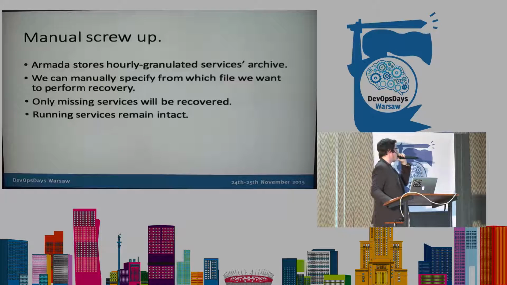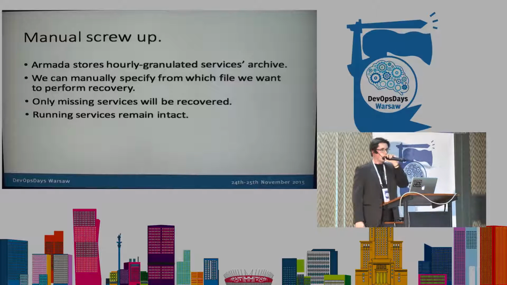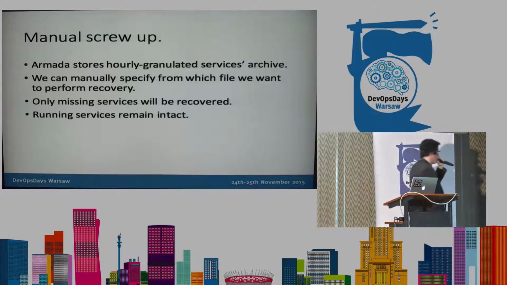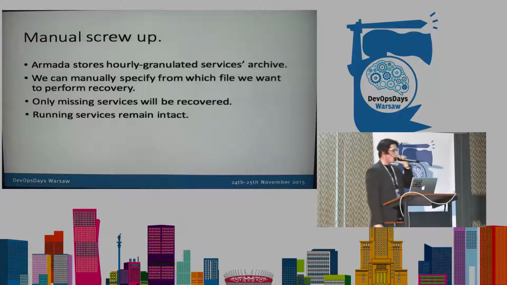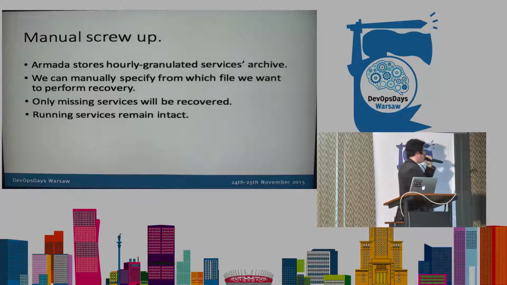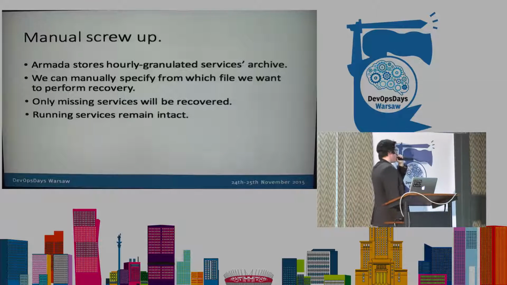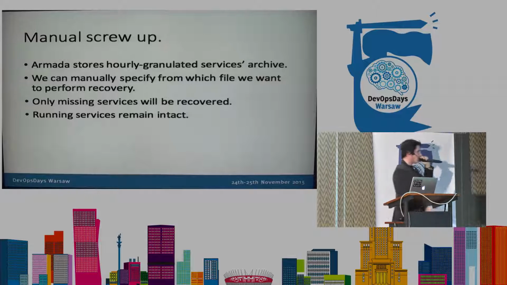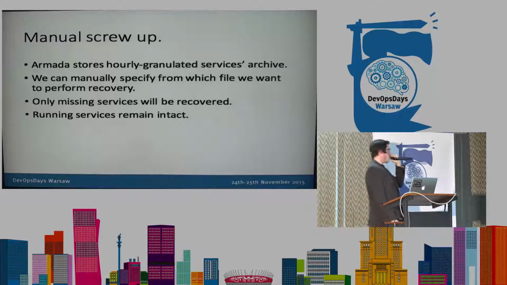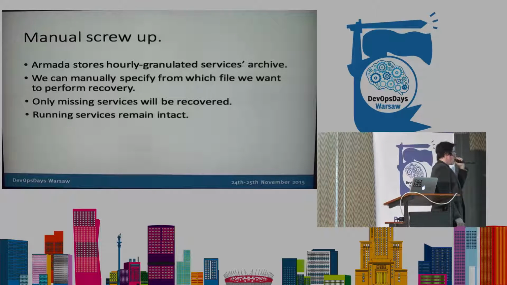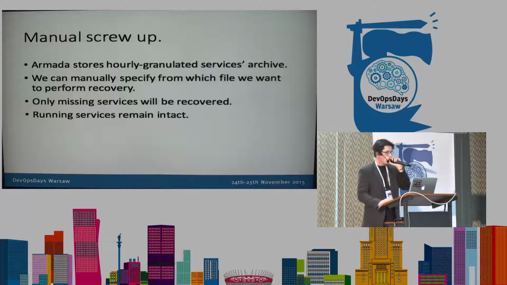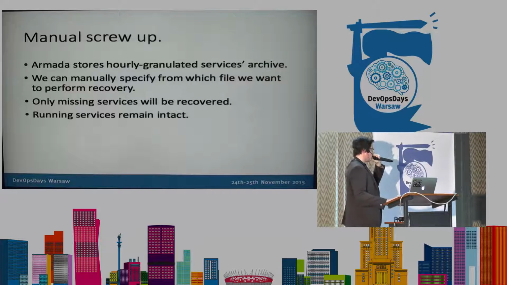Yeah, and manual screw-ups are something we can't really protect anyone against, but we have an archive of services which have been running at a given hour. So if you accidentally screw something up, shut down a service, and you don't remember which one it was, you can recover them manually from a file, and everything keeps working. And if you specify a file that you want to recover from, let's say, let's recover everything from, I don't know, 12 a.m., only the services which are no longer running right now and were running at 12 a.m. will be recovered. So we don't shut down anything that you have started since.